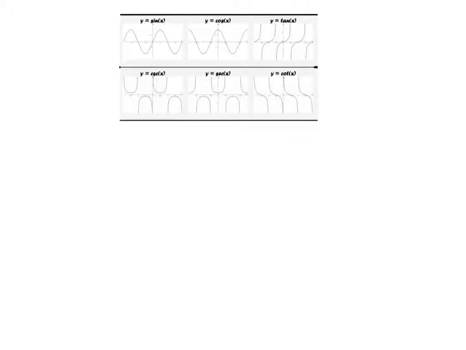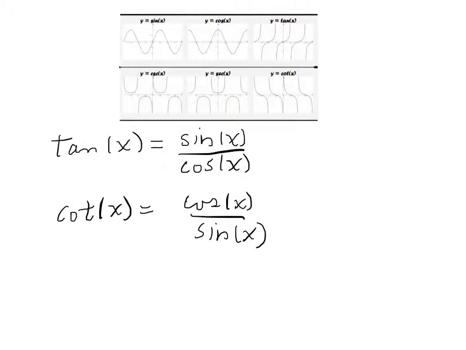So these graphs are a little bit different. Tan and cotan kind of look the same, and cosec and sec kind of look the same. Let's talk first about their domain and range. So here's the way we define tan and cotan. Now, tan will not be defined when cosine is 0, and cotan will not be defined when sine is 0.